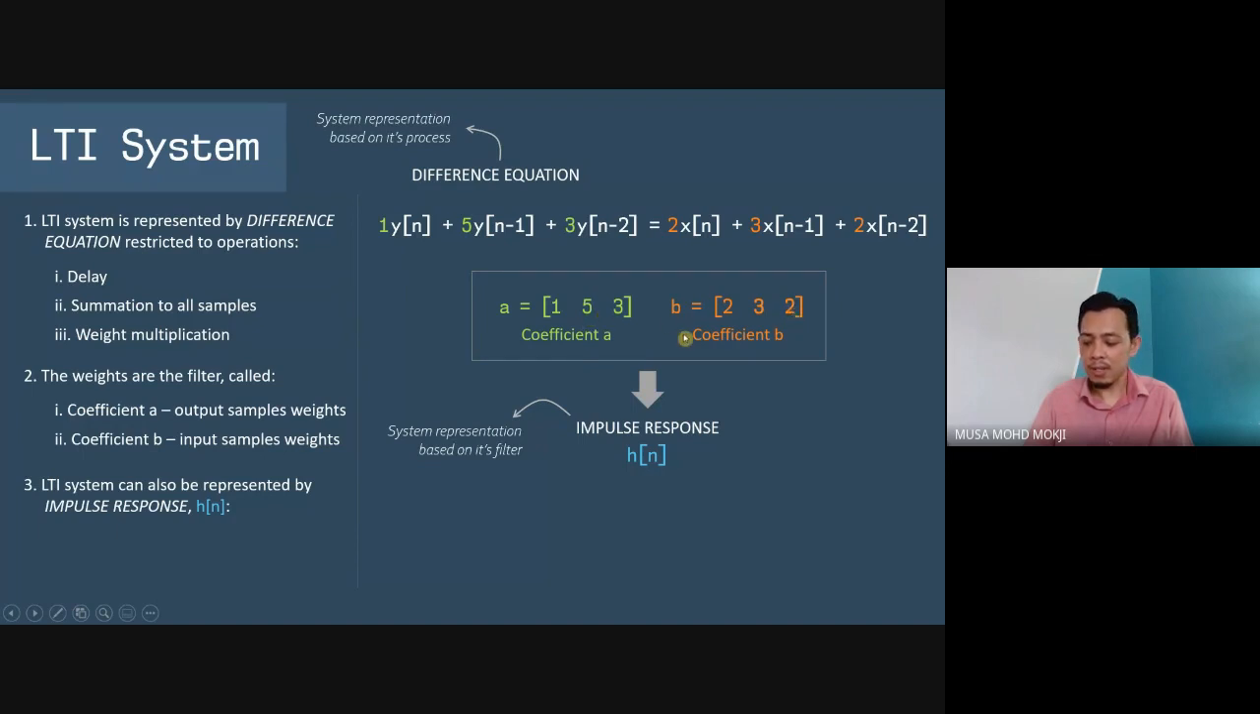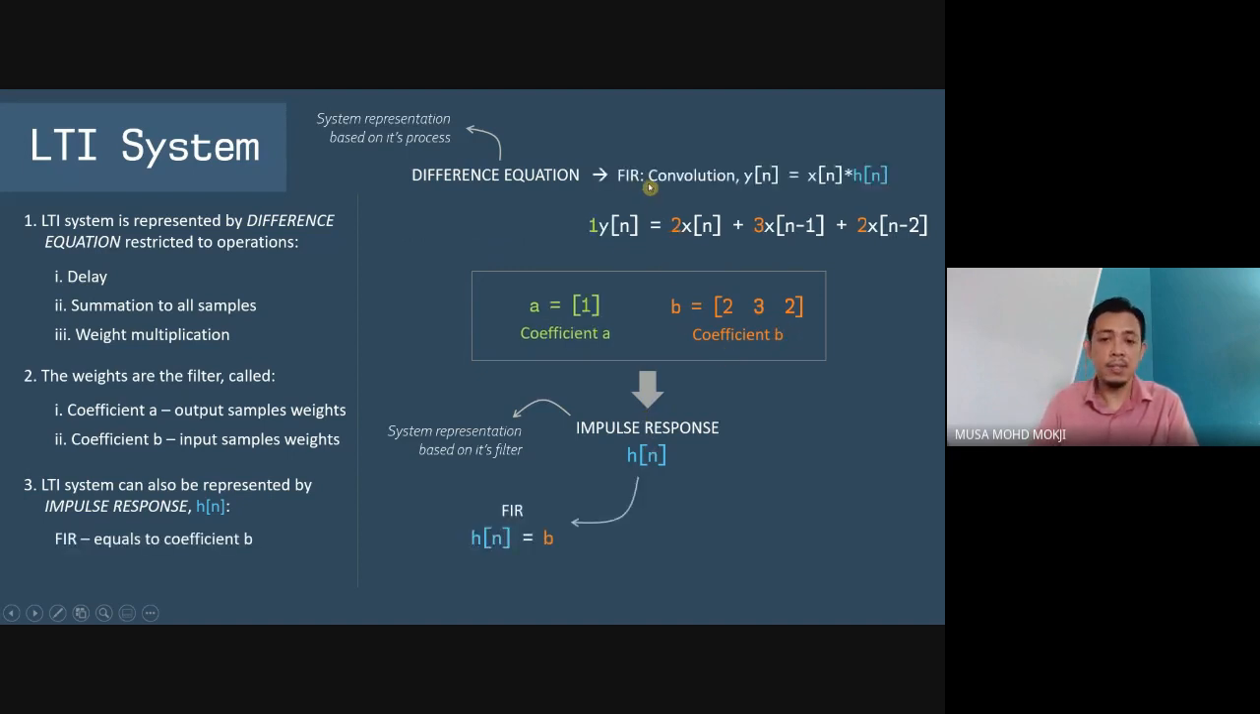Right? So that's the filter. For example, if we have a FIR, what is a FIR? There is no output sequence. By definition, a finite impulse response is where the length of your impulse response is finite.